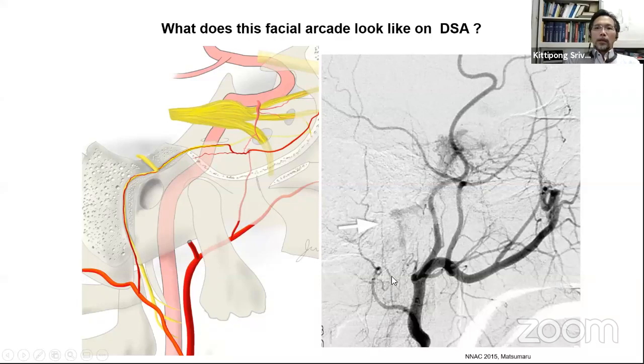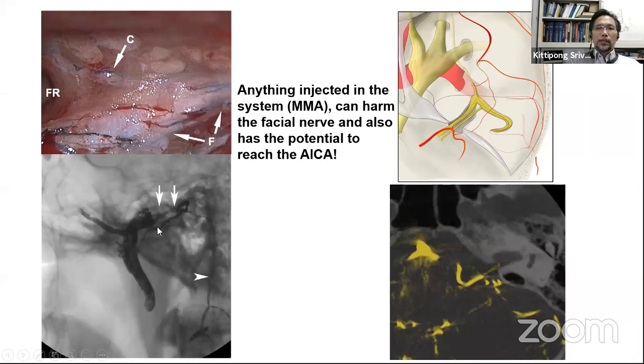So this is what happened in that case. They injected the Onyx. It enters all the way to the supply to the facial nerve.